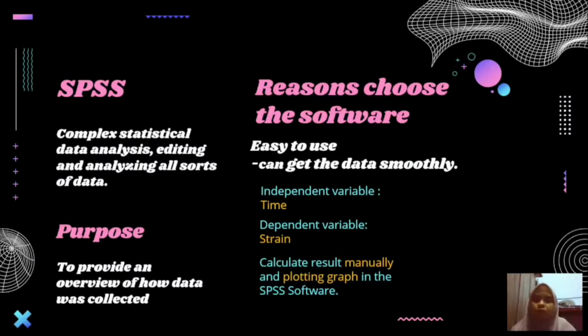Next, the purpose of this chapter is to provide an overview of how data was collected. Besides that, we also have listed a few important things, such as the independent variable is time, the dependent variable is strain, and also we calculate the result manually and by plotting the graph in the software.